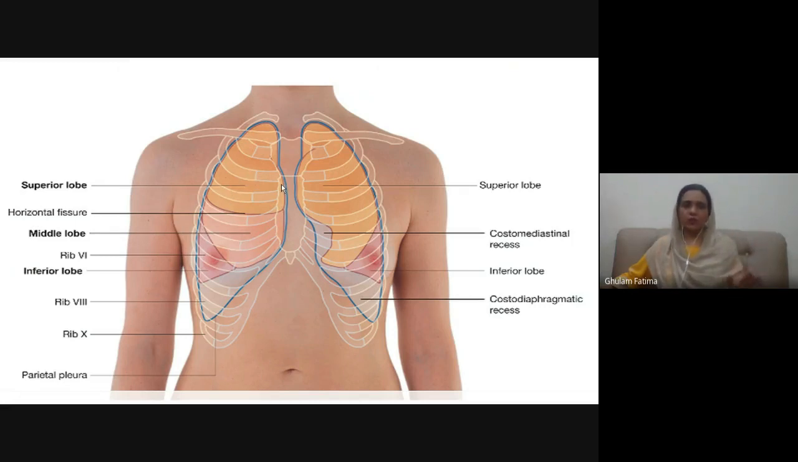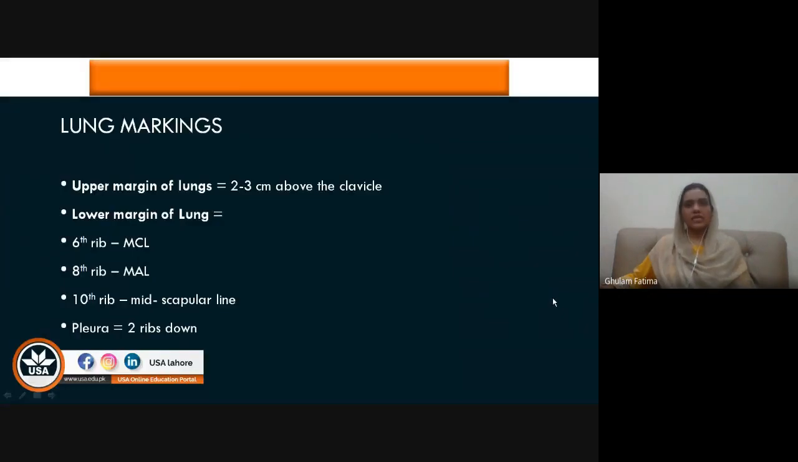Coming to the margins of the pleura. The upper margins are the same as the margins of the lungs, 2 to 3 centimeters above the clavicle. On the lower side, the pleura again follows a two down rule. In the midclavicular line, where the lung margin coincided with the sixth rib, the pleural margin coincides with the eighth rib. Two down, in the mid-axillary line, tenth rib. Two down, in the mid-scapular line, it will be the 12th rib. This is how you can understand the upper and lower margins of the lungs as well as the margins of your pleura.